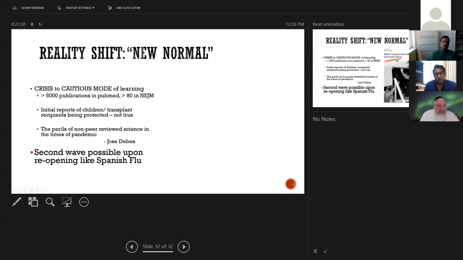We need to also shift our learning from crisis to cautious mode. There are more than 5,000 publications on COVID-19 in PubMed and more than 80 in NEJM. Initial reports of children and transplant recipients being protected is actually not true. So therefore, we need to keep in mind the perils of non-peer-reviewed science in the times of pandemic. And again, a second wave is possible upon reopening, like the Spanish flu.